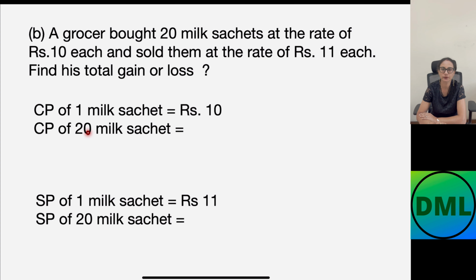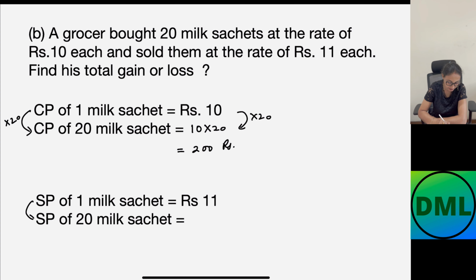The cost price of one milk sachet is 10 rupees. How do you reach from 1 to 20? Multiplied by 20. The same operation you have to do here also, multiplied by 20. 10 multiplied by 20 will be equal to 200 rupees. The cost price of 20 milk sachets is 200 rupees. The selling price for each sachet is rupees 11. I need to calculate the selling price of 20 milk sachets.